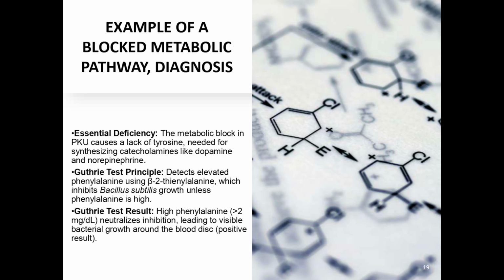Its principle is to detect elevated phenylalanine using beta-2-thienylalanine, which inhibits the growth of Bacillus subtilis. A positive result occurs when high phenylalanine, above 2 mg per deciliter, neutralizes this inhibition, leading to visible bacterial growth around the blood disc. Enzymes are crucial in clinical diagnostics, as seen in the list of serum enzymes in disease diagnosis.